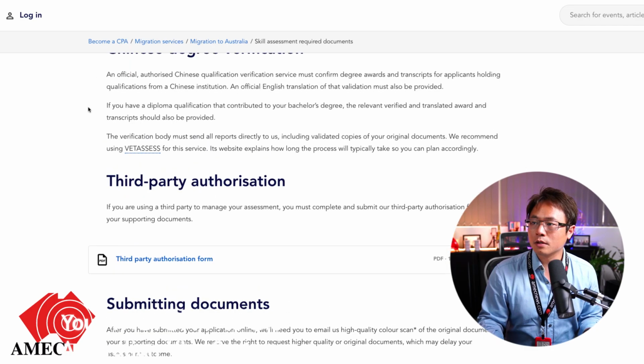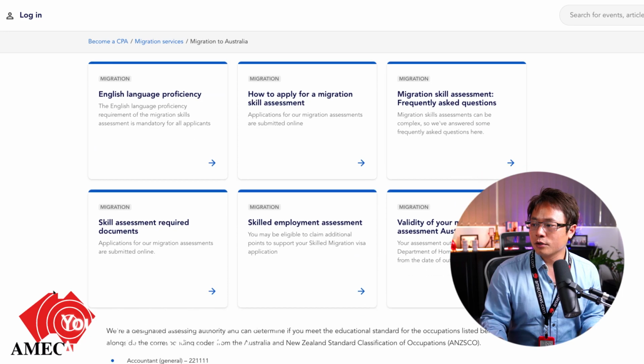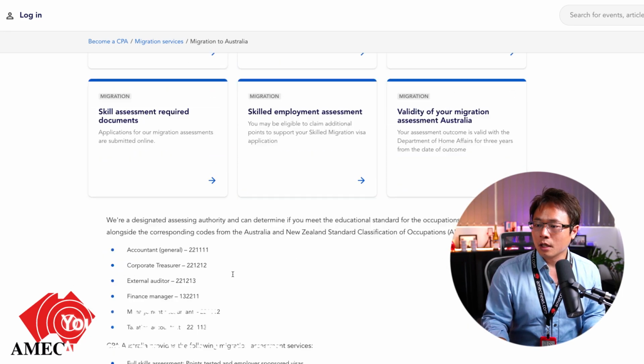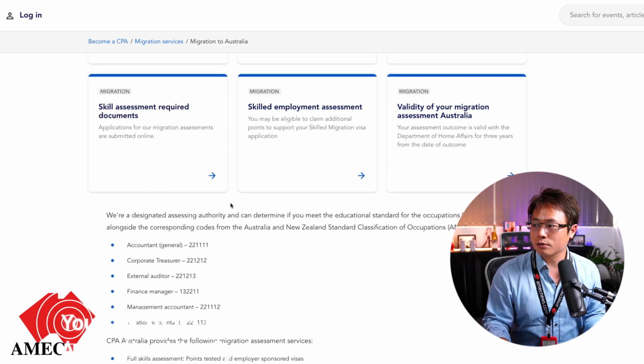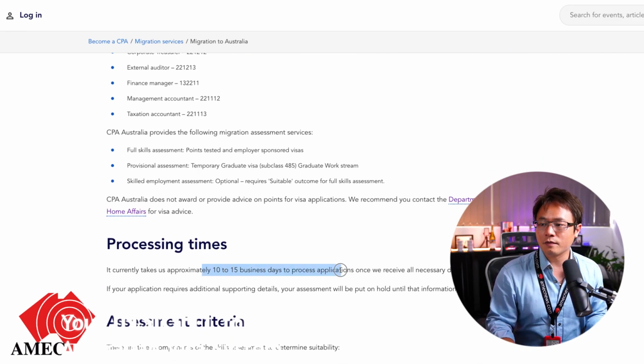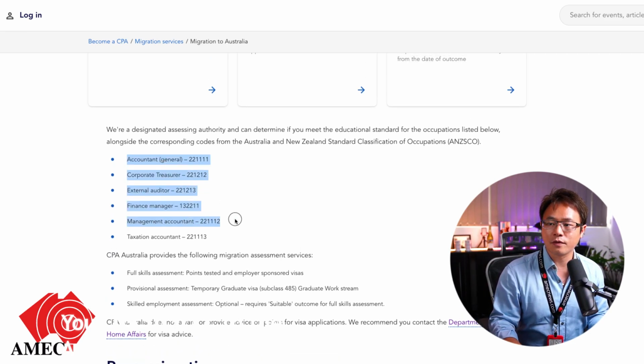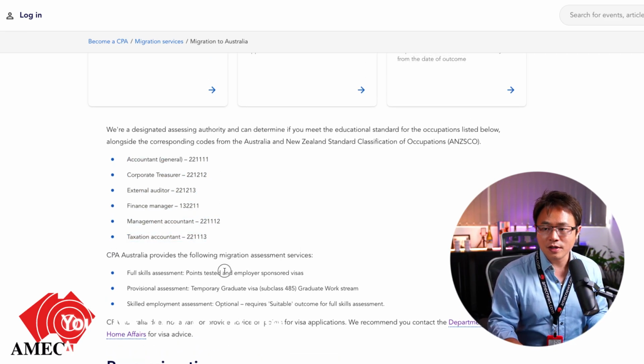Furthermore, if we jump back a bit more. Now, the validity of your skill assessment is about 2 years, and processing time is about 10 to 15 working days. So that's not too bad. It actually says all these different types of occupations there. Now, full assessment, full skill assessment. Let's talk about full skill assessment.